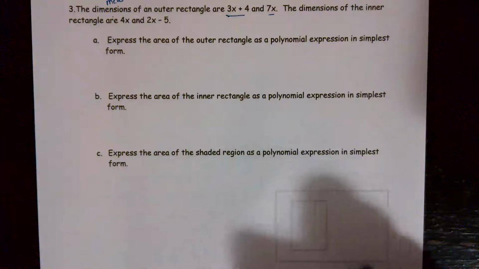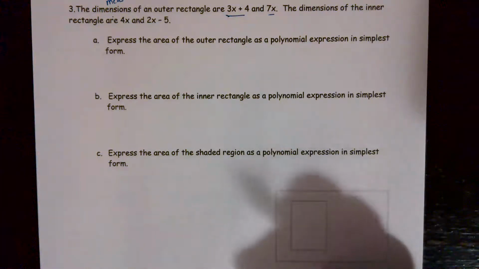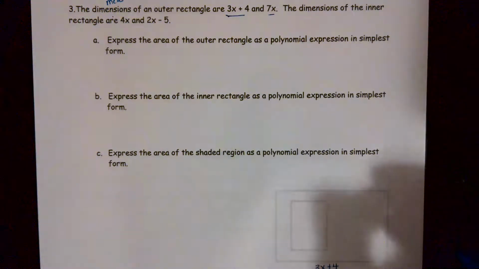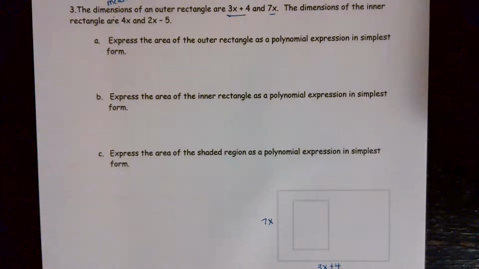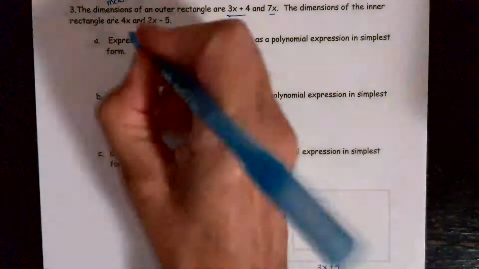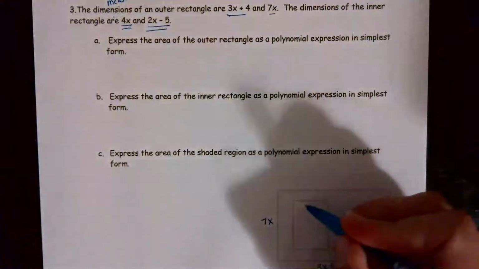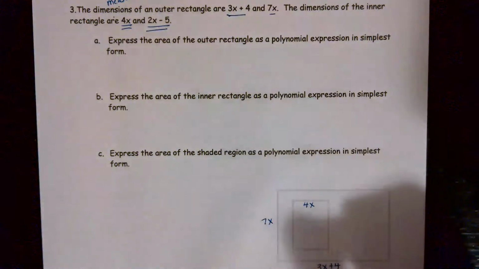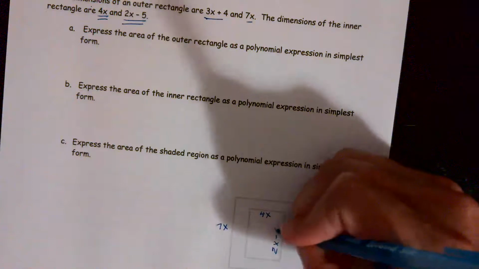So here is my outer rectangle, and one of the dimensions is 3x plus 4, and the other dimension is 7x. The dimensions of the inner rectangle are 4x and 2x minus 5. So one of these is 4x, and the other one is 2x minus 5.